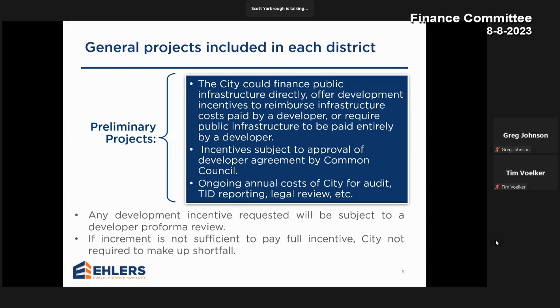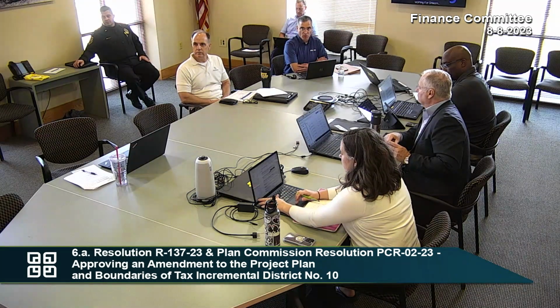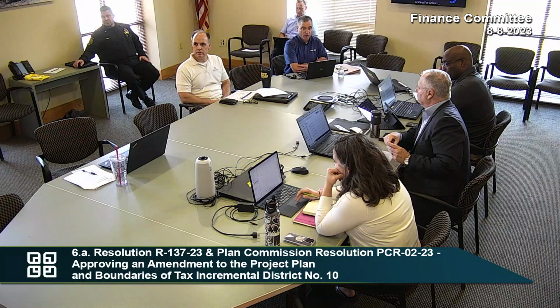Typically, incentives that the city offers are on a pay-as-you-go basis, meaning if the increment from the project is sufficient to pay the incentive, the cost is reimbursed in full. If there's a shortfall, the city is not required to make up that shortfall. All of the project plans include a specific listing of the eligible project costs, but it's important to note that approval of a project plan does not commit the city to undertake any of the costs or projects. It just makes them TID eligible expenses. All of the projects require separate authorization and approval by the Common Council.